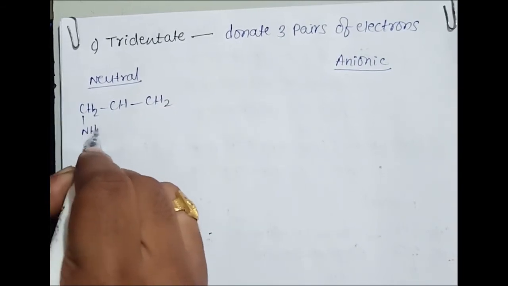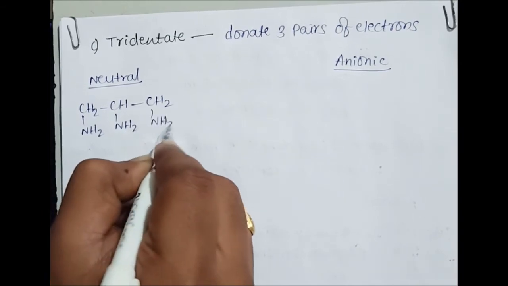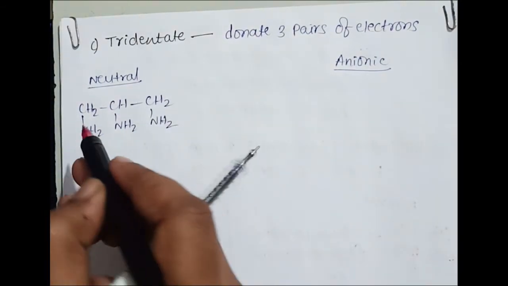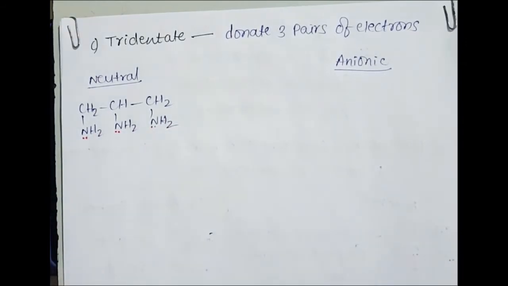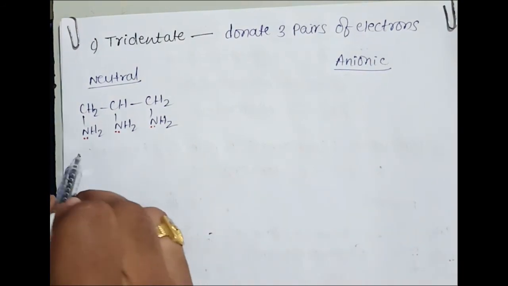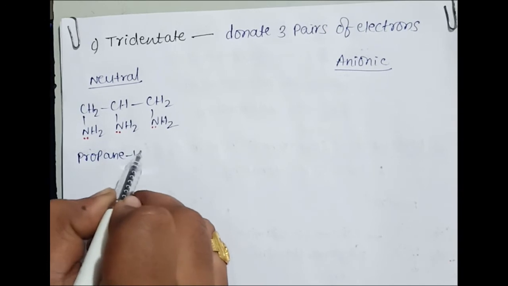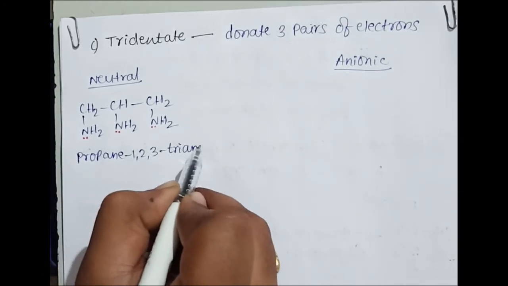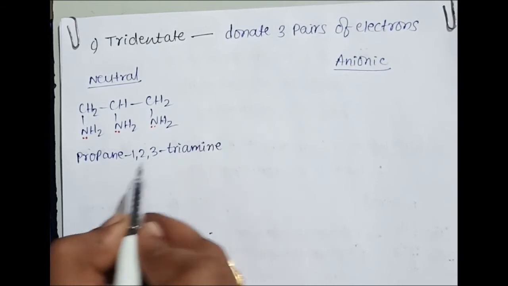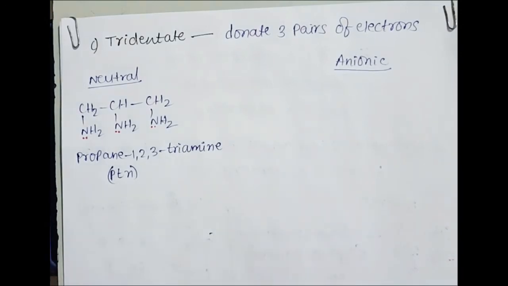You tell me the IUPAC name of it, and see the number of electron donating sites. This is one electron donating site, this is another site, this is one more site. Totally three pairs are there. Therefore, its name is propane-1,2,3-triamine, and we call it simply ptn. That is the only neutral tridentate example.